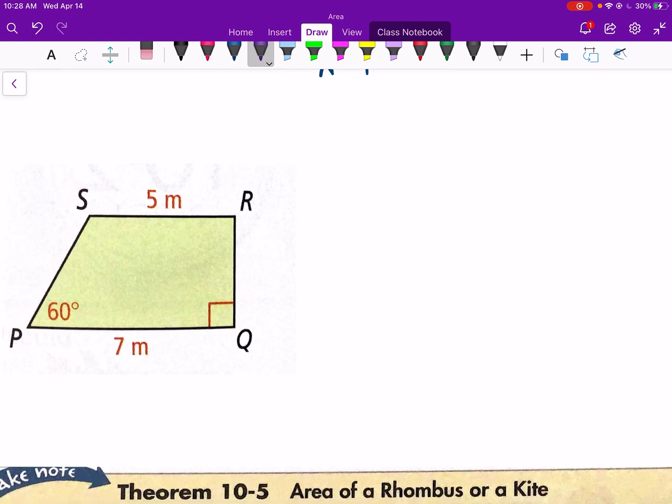Next one. Again, I'm going to write the area up at the top so we can take a look at what we are missing. Notice we have both of our bases, 5 and 7. What we do not have is our height. So that is what we need to find first. We need to find this length. I'm going to call that x. Or let's call it h. H for height.